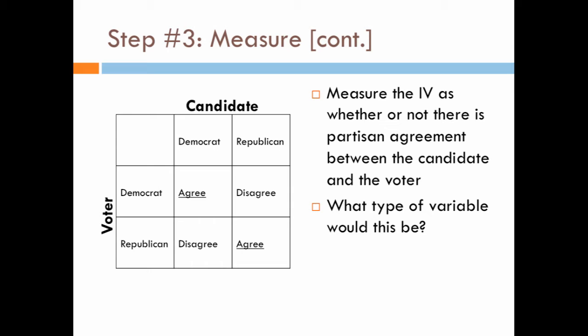So in our hypothetical research project, this means that if the voter and candidate are both Democrats or both Republicans, they're coded as 1, and if the voter is a Democrat and the candidate is a Republican, or the voter is a Republican and the candidate is a Democrat, then we have a mismatch and we code this as 0. Does that make sense? What type of variable would our independent variable be as a result? If you guessed nominal categorical variable, you would be right.